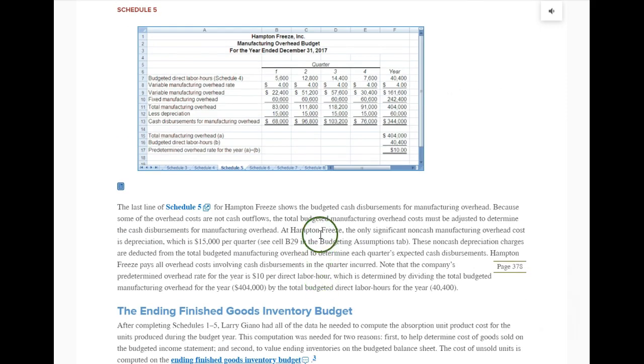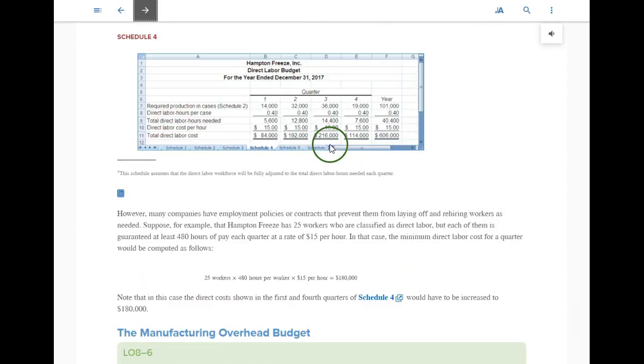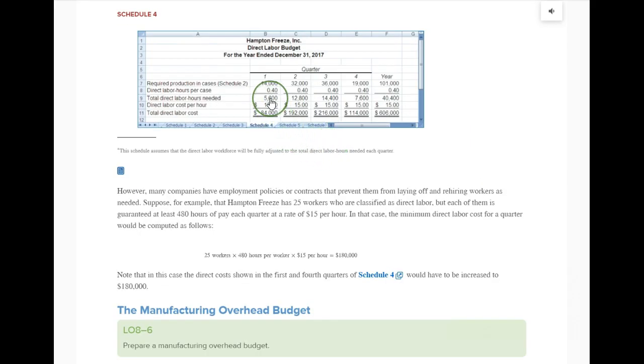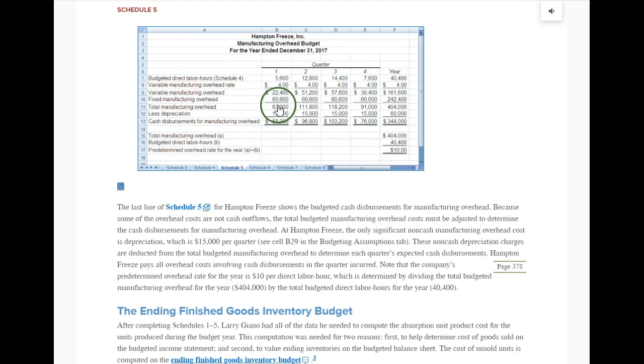Now the manufacturing overhead budget. Since overhead is applied based on direct labor hours, we go back to the previous budget where we had 5,600. Let me show you where that's coming from. 5,600 hours. All these will come down to the next budget, so 5,600 is right here. And our rate for variable manufacturing overhead is $4 per hour. So we're planning on spending $22,400 for variable manufacturing overhead in quarter 1.